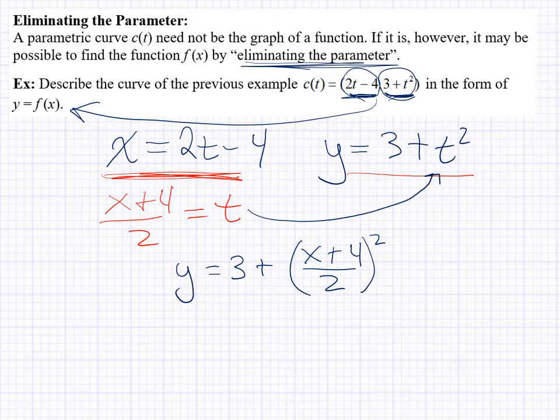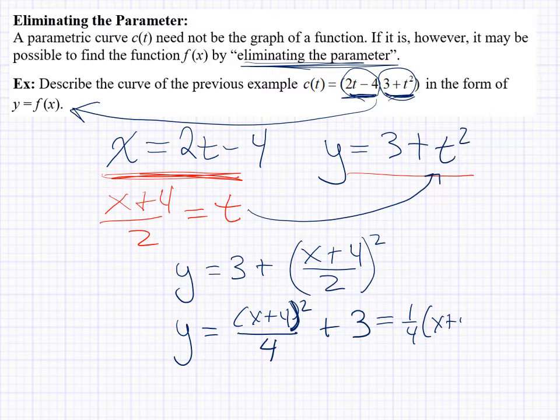I could do it a couple of ways. One thing I could do is write this as y equals, if I square the numerator and denominator, (x plus 4) squared over 4, plus 3. And I could leave it like that, because you could graph this pretty easily, in that if you think about this equation, it's a translation form equation. I could also write it as 1/4 times (x plus 4) squared plus 3. You can just write it like that, whatever.